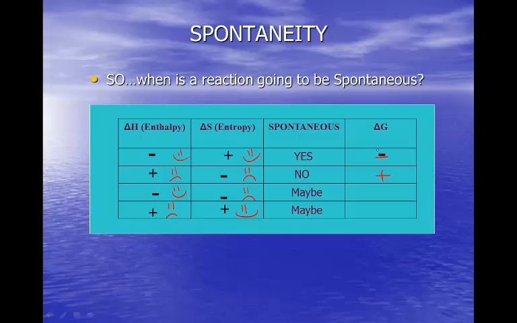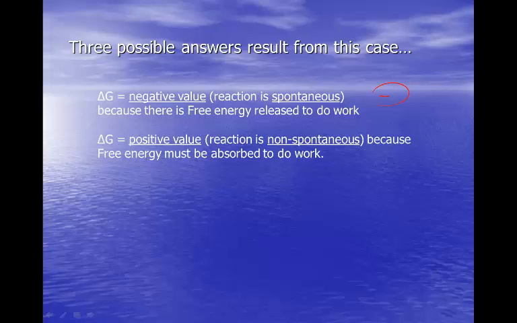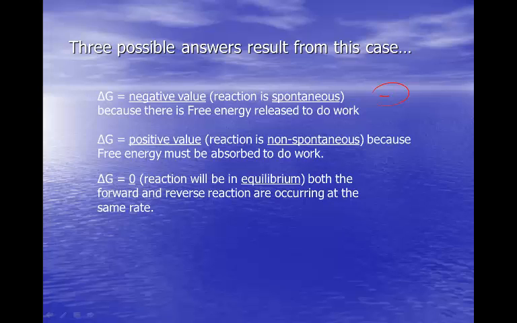So, yes, spontaneous means negative delta G. Not spontaneous means positive delta G. Okay. What happens when there's a maybe? We have to calculate, and it really will depend on the temperature of the reaction. Okay, so if delta G is negative, that means it's spontaneous. There's free energy released. That energy released, the negative G, is able to do work. Okay, positive value means it's not spontaneous because you have to add free energy in to do it. Delta G equals 0 is equilibrium. Both the forward and reverse reaction occur at the same rate. That's our next chapter. Woo!